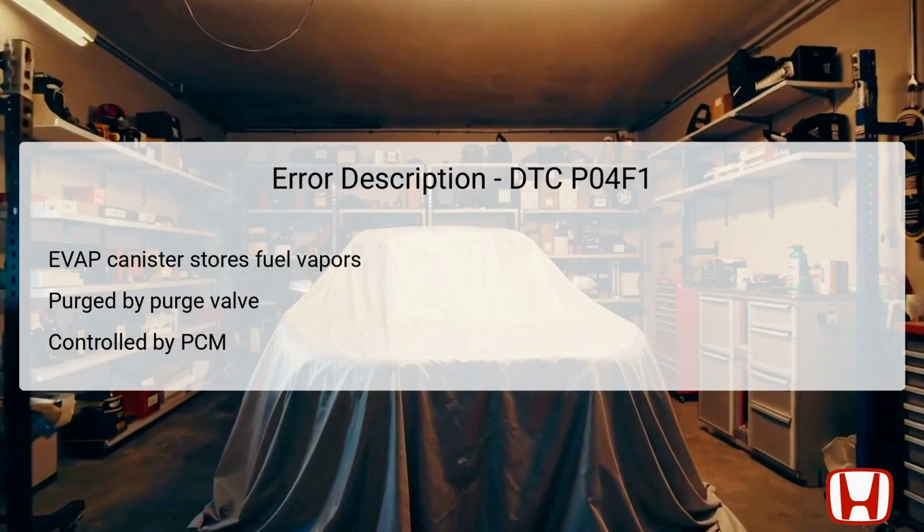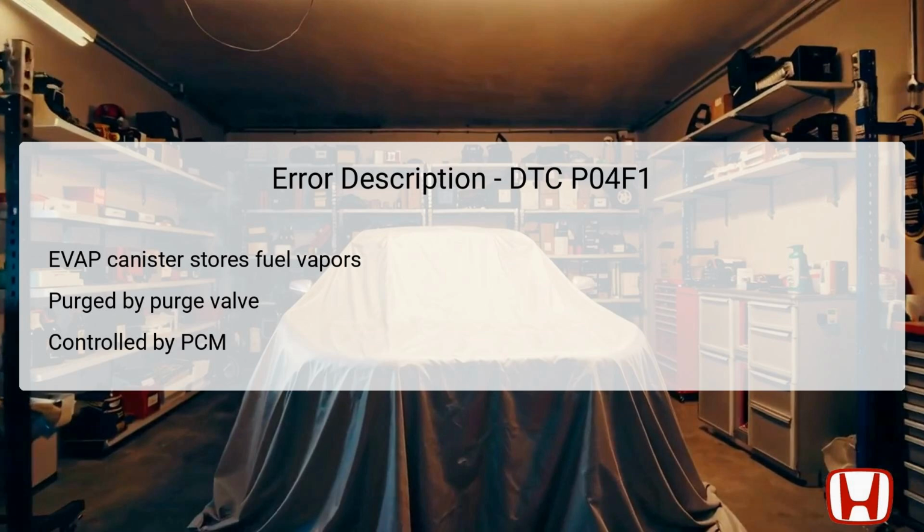The Evaporative Emission EVAP system contains several critical components, the most important being the EVAP canister, purge valve, and the Powertrain Control Module, PCM. The EVAP canister is located in the rear of the vehicle, near the fuel tank, where it temporarily holds fuel vapors. The purge valve, also known as the EVAP canister purge valve, allows these vapors to flow into the engine for combustion. The PCM monitors and controls this process by adjusting the valve's operation based on engine conditions.